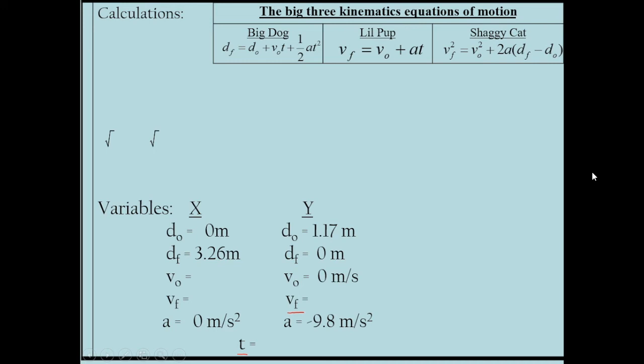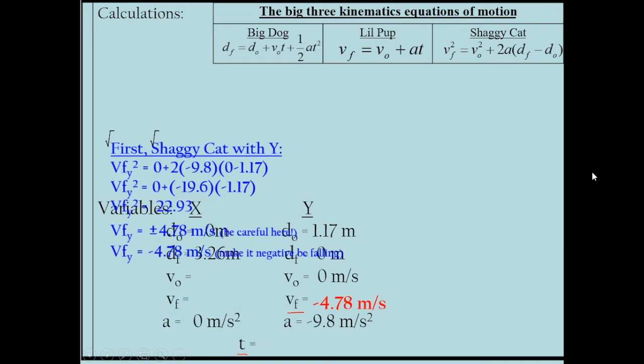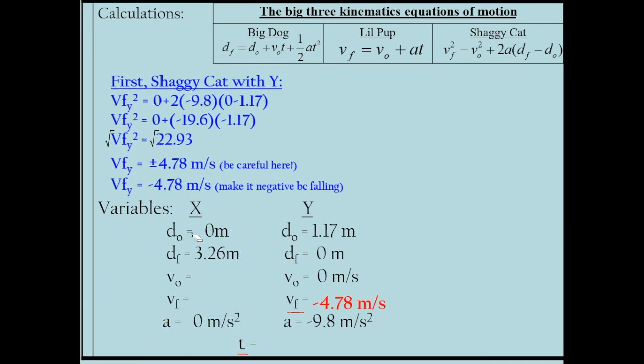Since we're missing t and final velocity, we're going to use Shaggy Cat because that only has final velocity in it. So let's go ahead and plug all of our variables into Shaggy Cat. Now we're going to go ahead and multiply the 2 over. We get negative 19.6 times 0 minus 1.17, which is just negative 1.17. Multiply these together, we get 22.93. We have VF squared here, so in order to get rid of the square, we need to square root both sides, and we end up with VFY is equal to plus or minus 4.78 meters per second.